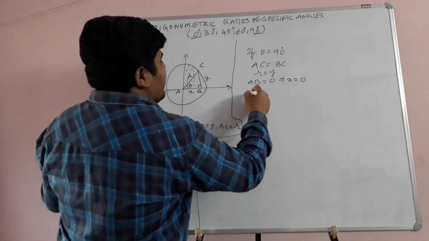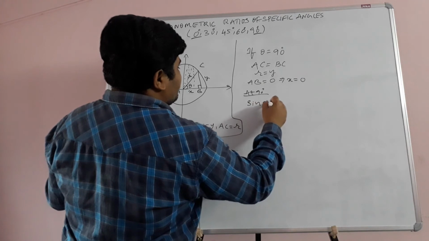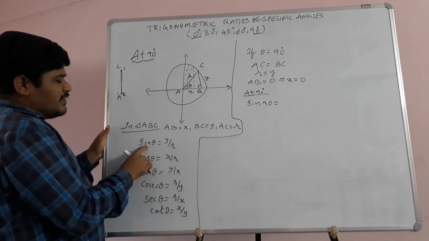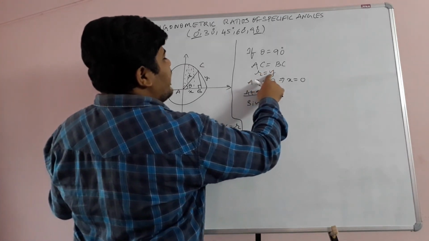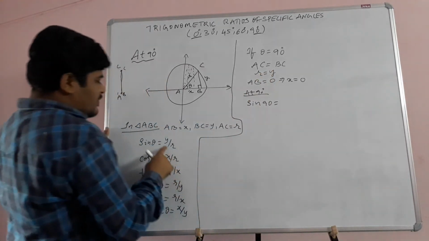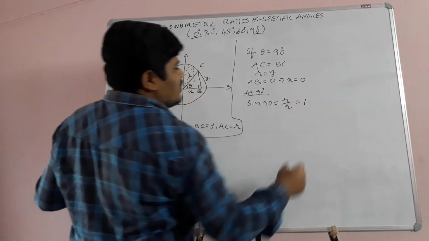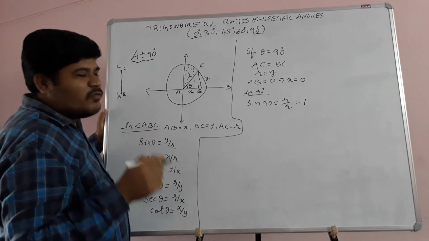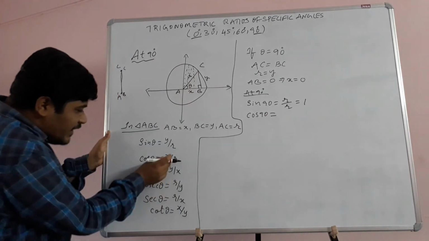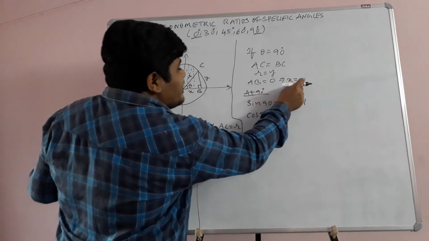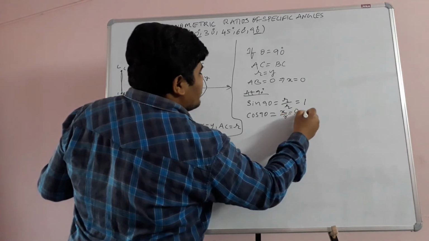Now at 90 degrees. First sin 90. Sin theta is equal to y by r, right? So sin 90 is equal to, what is happening is here y is equal to r. So y by r can be written as r by r, that is 1. So sin 90 is equal to 1. Now cos 90. Cos 90 is equal to x by r, but the x value is 0. So x by r is equal to 0 by r, which is 0.